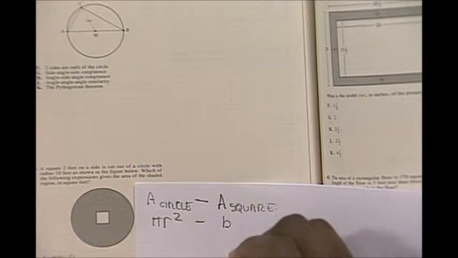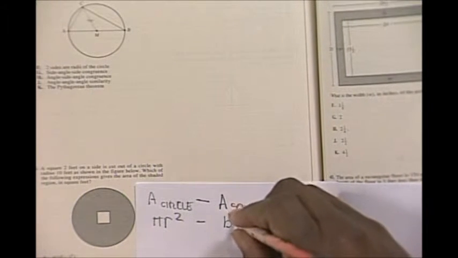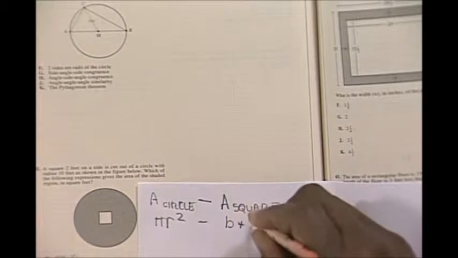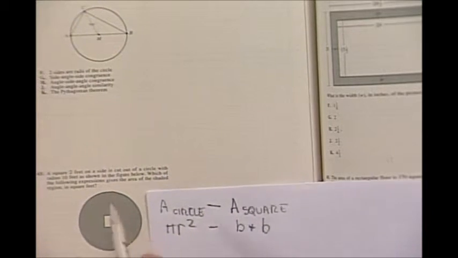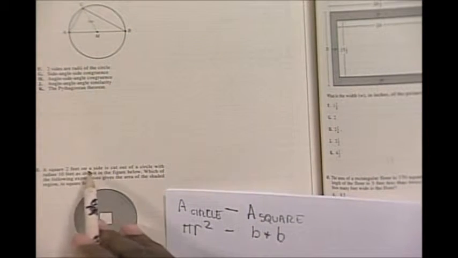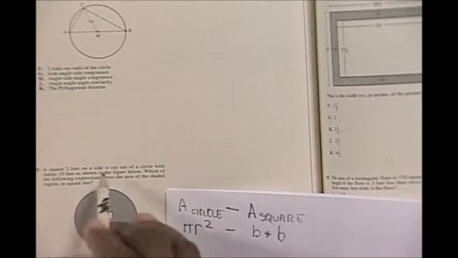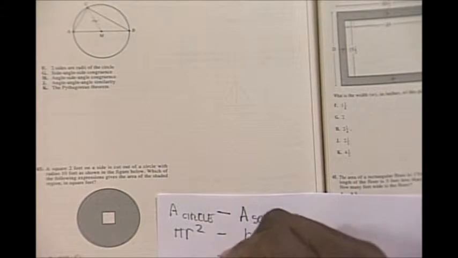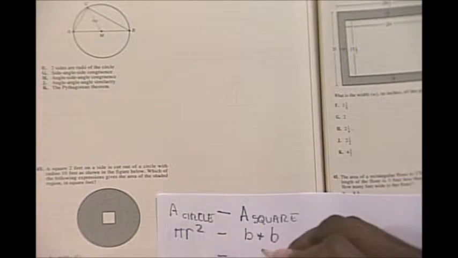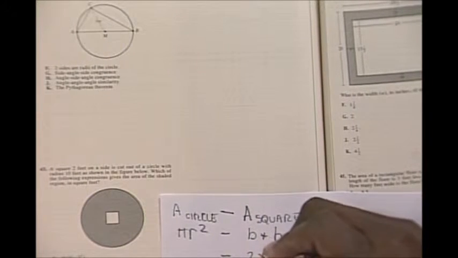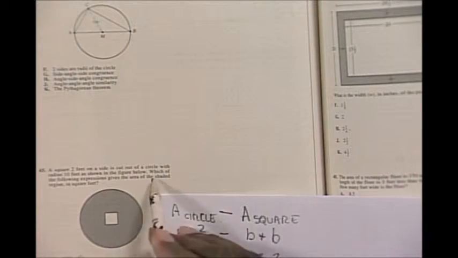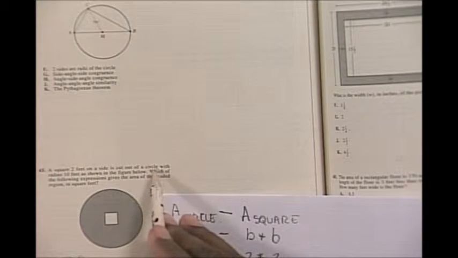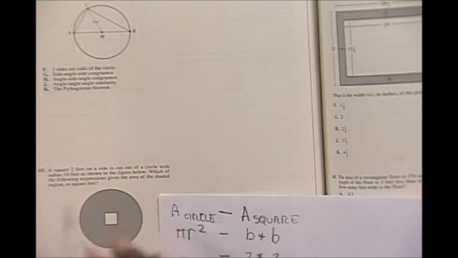It's really base times height, but the base and the height are the same. So I just put base times base. All right? So let's read the problem one more time. A square 2 feet by 2 feet, 2 feet on a side. So the base of the square is 2 times 2. 2 times 2. And then it tells you of a circle with a radius of 10 feet.